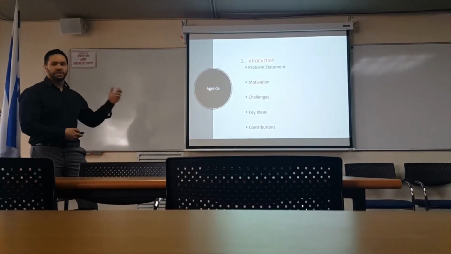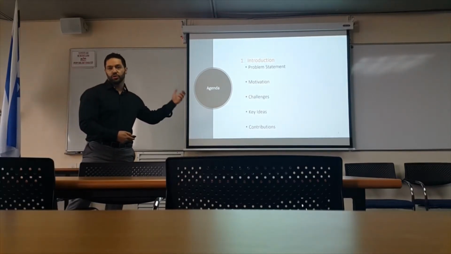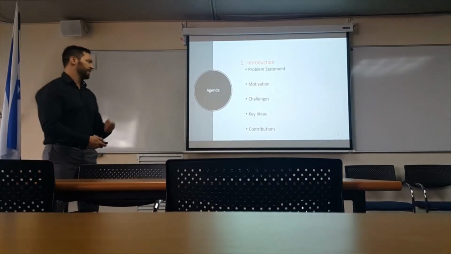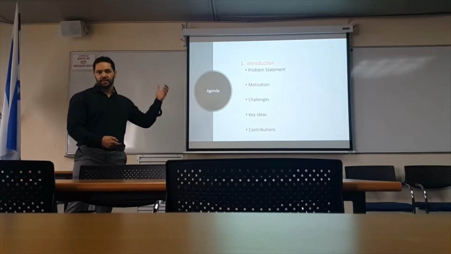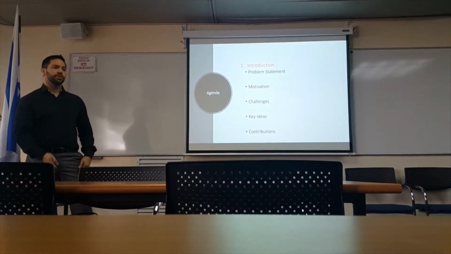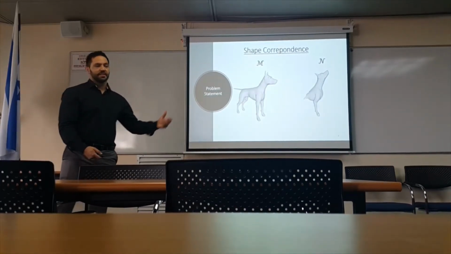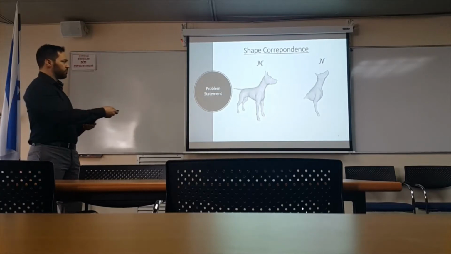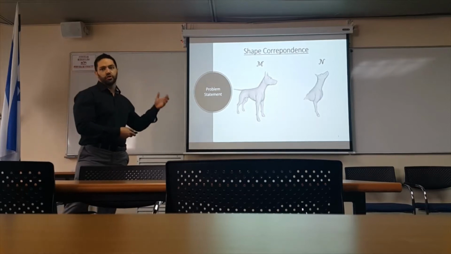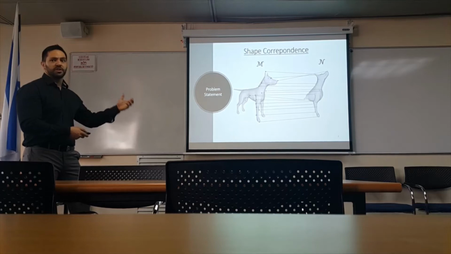So after the introduction, we'll go over the problem statement, the motivation, why do we even want to solve this problem, the challenges inherent in solving this problem, and our key ideas we implement in order to solve it, and finally, our contributions. So, what is shape correspondence? Well, we have some base model denoted by M here, and some partial deformed version of it called N, and we want some correspondence between.